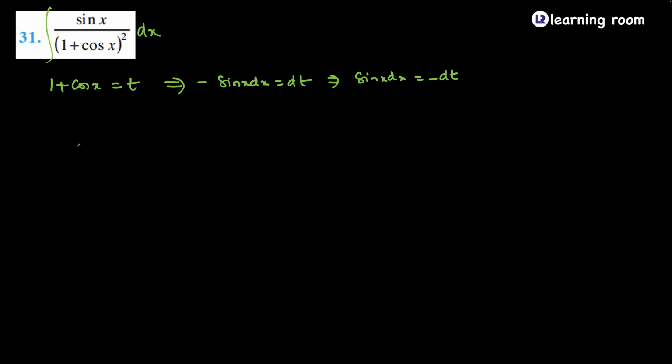So take this and substitute it here: minus dt divided by t square. The integral of minus 1 by t square is 1 by t. So it will be 1 divided by t plus c, and 1 divided by t is 1 divided by 1 plus cos x, plus c.